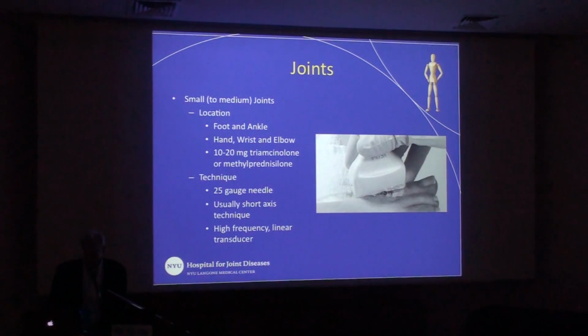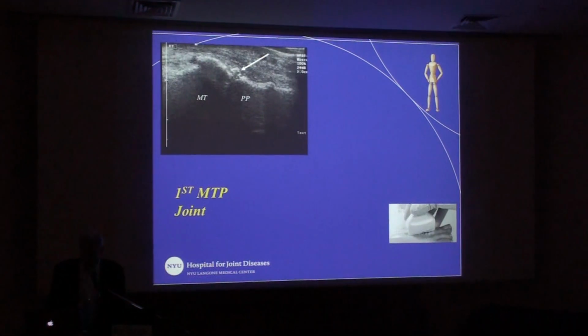So for joints, I like to separate those out into small joints, small to medium-sized joints, such as foot and ankle, hand, wrist, and elbow. And we tend to use a small amount of steroids, something on the order of 10 to 20 milligrams of triamcinolone or methylprednisolone, which is depomedrol. Most of these I do with a short-axis technique, and I do these injections with a 25-gauge needle and a high-frequency linear transducer. So the typical example of that would be the first metatarsal phalangeal joints.